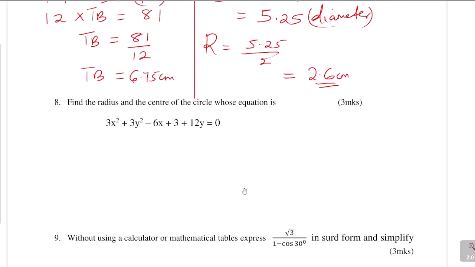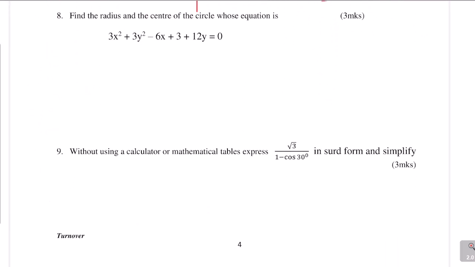We can go to the next question, question 8. Find the radius and the center of the circle whose equation is 3x squared plus 3y squared minus 6x plus 12y plus 3 equals 0. Now when you look at all these terms, it is possible to simplify them by dividing all through by 3. When you do that, you'll get x squared plus y squared minus 2x plus 4y plus 1 equals 0. You divide each of the terms by 3 to simplify that.